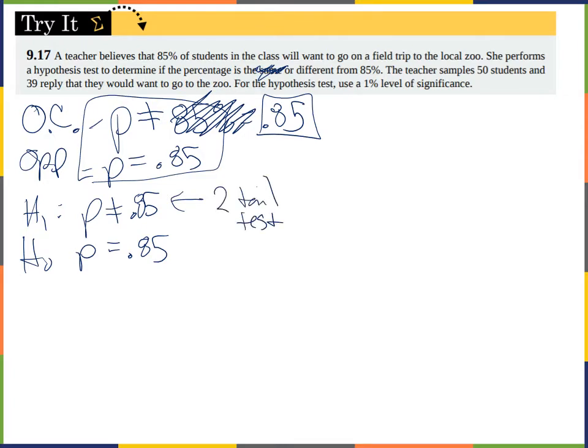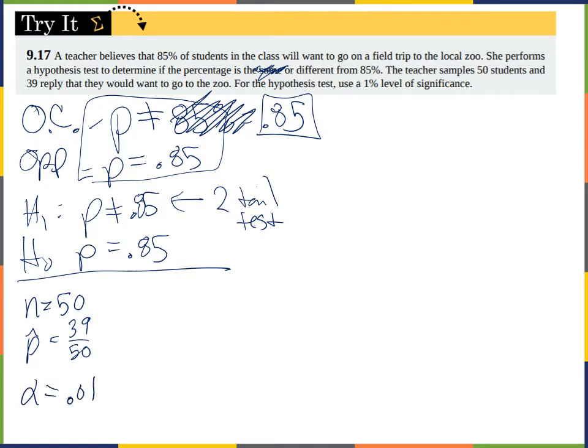Okay, now we got to gather some more information here. From the sample, we know the sample size is 50. We know that the sample proportion of people who want to go to the zoo is 39 out of the 50. Okay. And we know our significance level is 1%, 0.01. Okay. So what we're going to do is next we're going to find the test statistic.